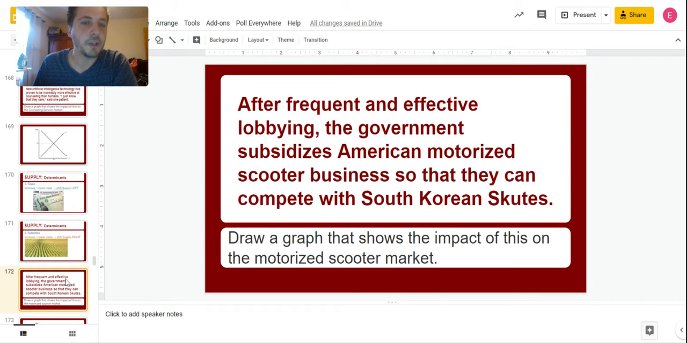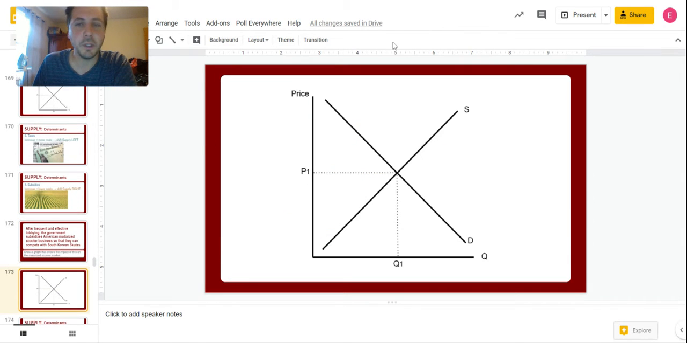After frequent and effective lobbying, the government subsidizes American motorized scooter businesses so that they can compete with the South Korean Skutes. I don't know if that's a real thing. All right, draw a graph that shows the impact of this on the motorized scooter market. All right, let's try this out. So we know that the government is subsidizing these things, but what's going to happen? So we go here, we've got American scooters.